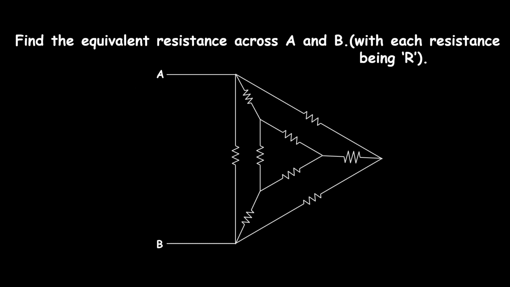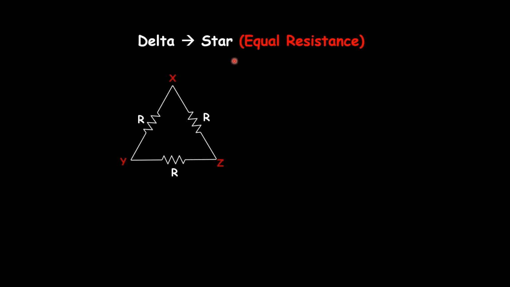Before solving the question, I will give you a quick recap of two concepts, one of which is delta to star conversion of equal resistances. Here is a delta circuit with three equal resistances R. We need to convert it to an equivalent star circuit. How do we convert it? We only have to do one step, which is divide all resistances by 3. Please try to remember this concept. To convert a delta circuit to a star circuit, we only have to divide each resistance by 3. Please note that there are 3 equal resistances provided.